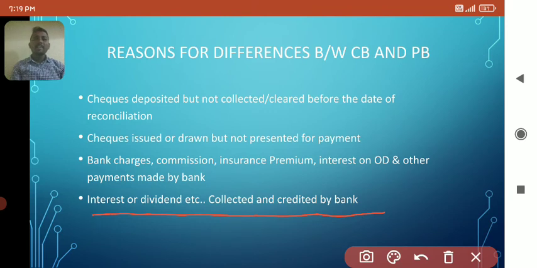Whenever interest or dividend is received by the banker on behalf of the customer, the banker writes it on the credit side of the passbook. There is an increase in balance, but it has not come to the notice of the customer, the businessman, so he has not entered the amount in the cash book. The cash book is showing less balance compared to the passbook. There is a difference between them, and we have to prepare the bank reconciliation statement. So this is also a factor.